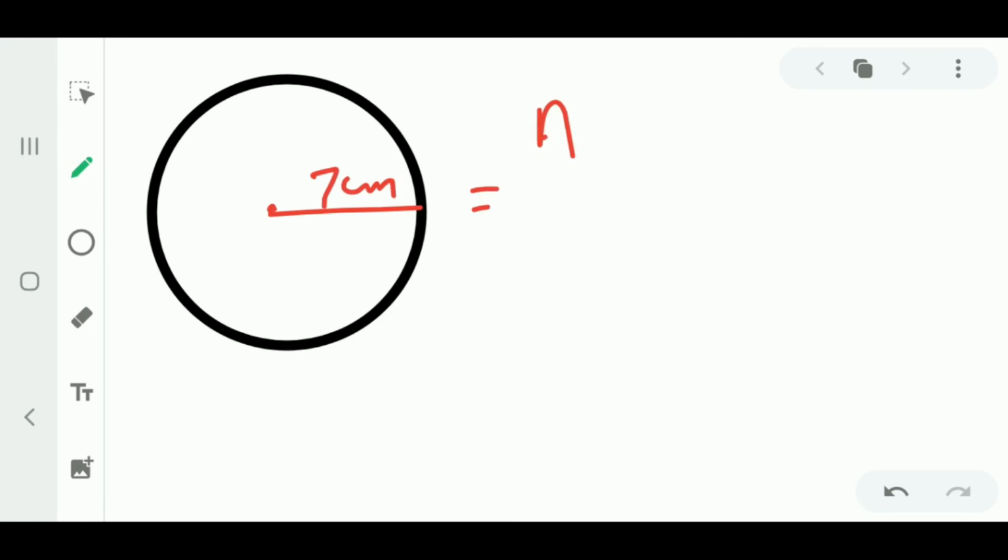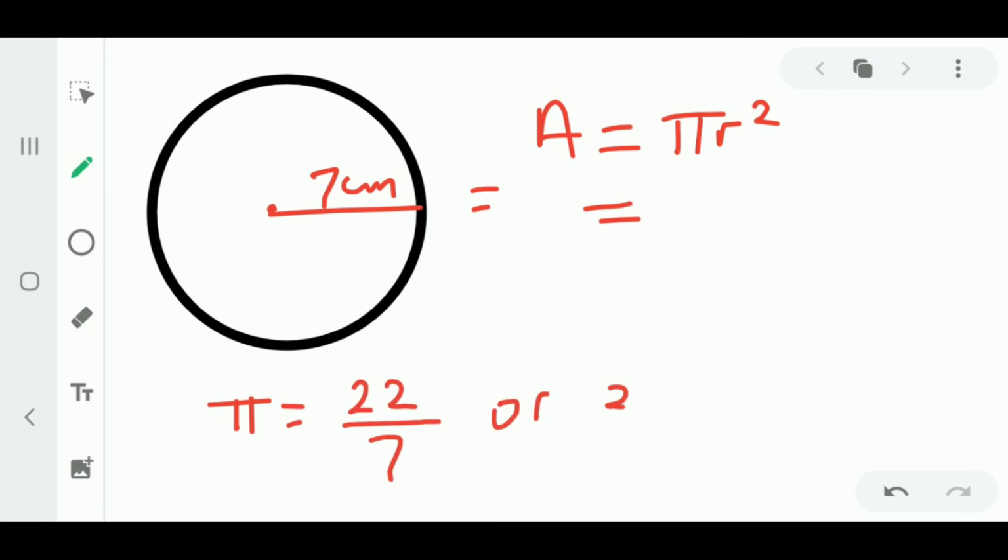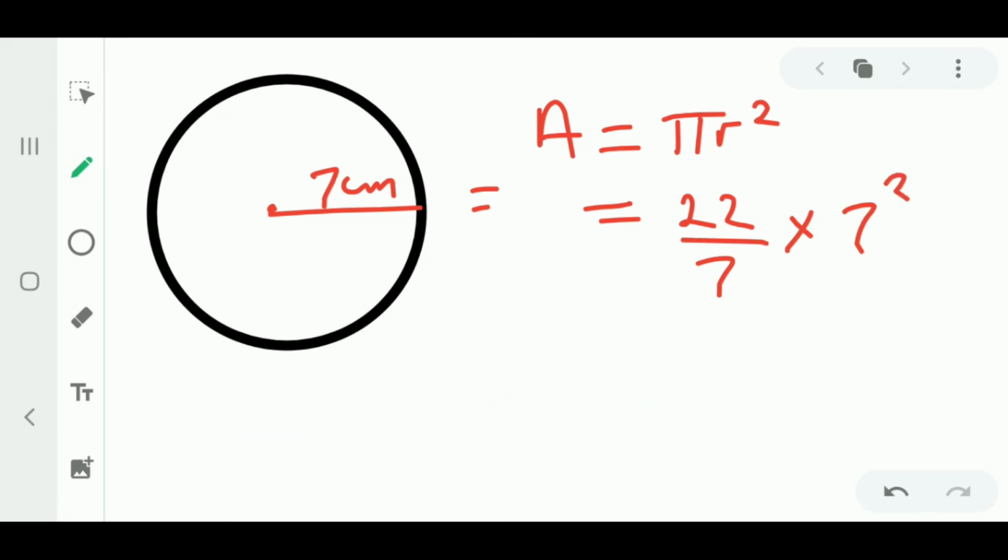Now the area is equal to pi r squared. Now pi is usually equal to 22 over 7 or 3.142. So let's say we're going to use 22 over 7 times 7 squared. So we could do elimination here and cancel one of the 7s, and then we would say 22 times 7, which is equal to 154 centimeters squared.